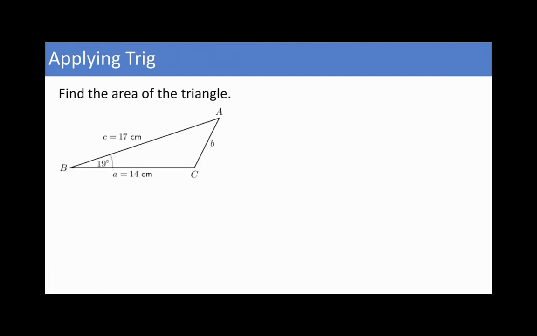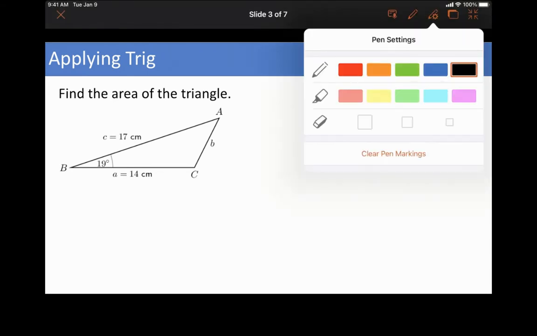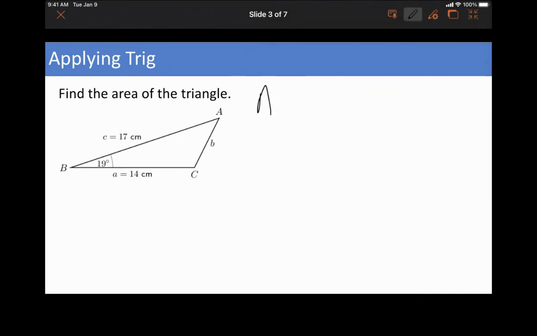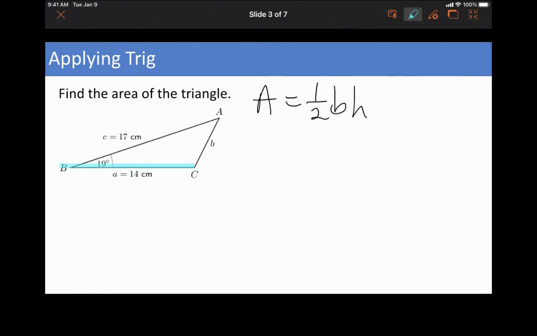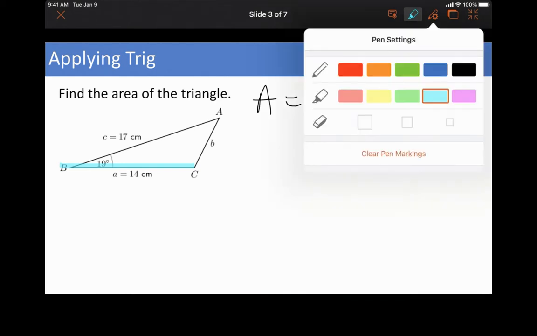Right, next problem. Okay, what does it say? Find the area of a triangle. Okay. Well, what do I know? You always write down what you know. The area of the triangle is area equals half base times height. Well, looking at it, do I have the base? Yep, and that's 14. Do I have the height?